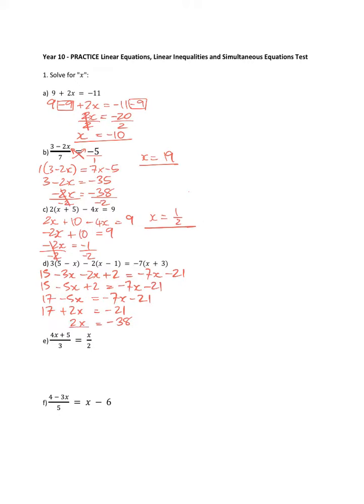2x, so the opposite of that is dividing by 2. Divide both sides by 2. The 2's cancel out. X is going to be negative 38 divided by 2, which is going to be negative 19.